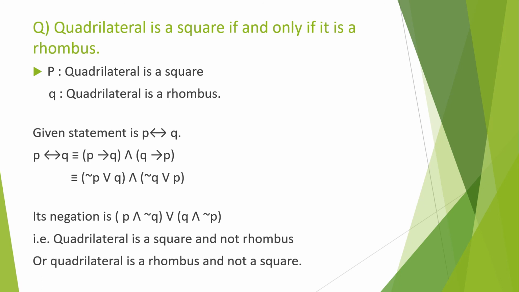Applying the rules for negation, we get the negation as (P and negation Q) or (Q and negation P). So just substitute those P and Q here and don't consider the meaning of the statement. So the negation of the given biconditional statement is: P, that is quadrilateral is a square, and negation Q, quadrilateral is not a rhombus, or Q, meaning quadrilateral is a rhombus, and negation P, meaning it is not a square. So the negation becomes: quadrilateral is a square and not a rhombus, or quadrilateral is a rhombus and not a square.